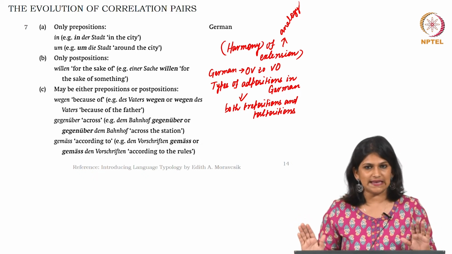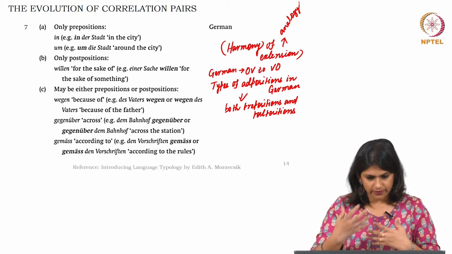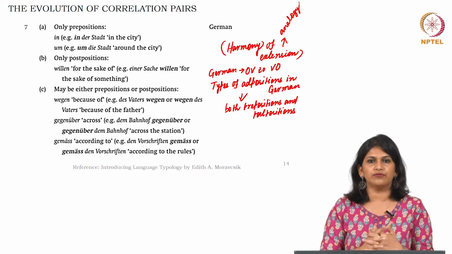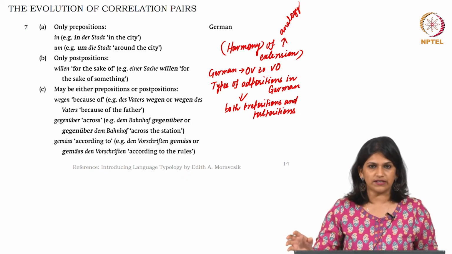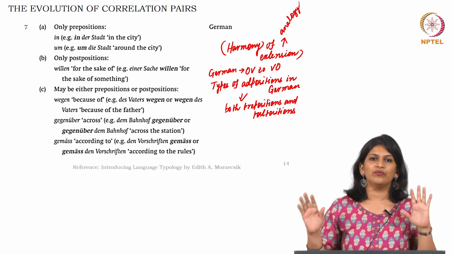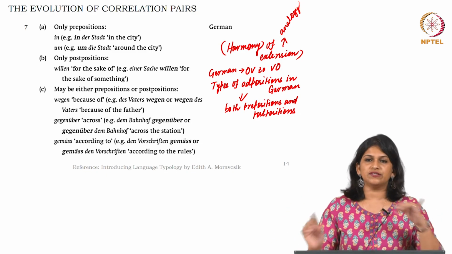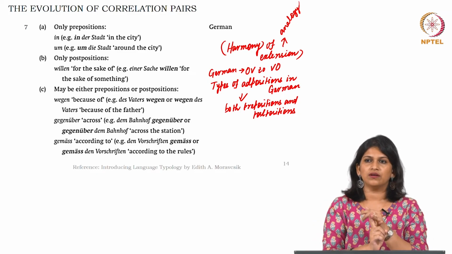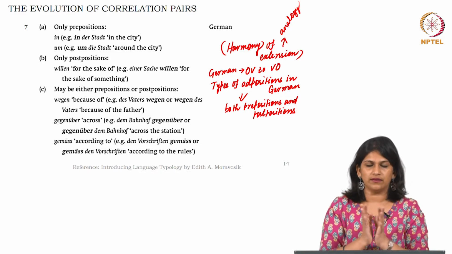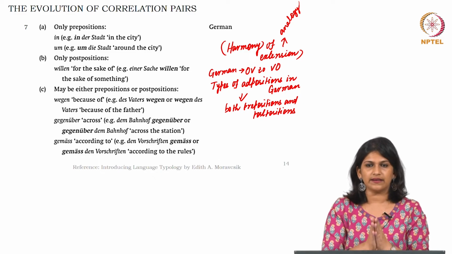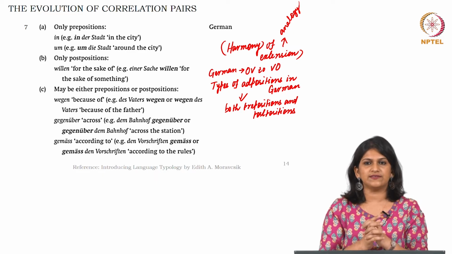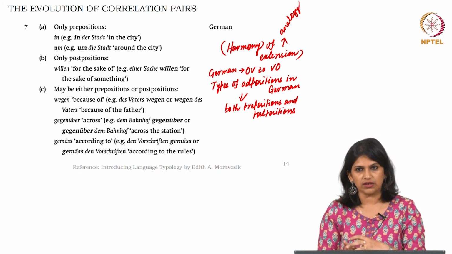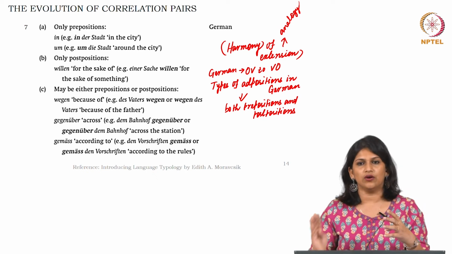I hope I made sense. To summarize, or to wind up, what I would say about the evolution of correlation patterns or correlation pairs is that we have adpositions. Adpositions can be preposed, postposed, or it could be either. And the data that we are taking is German. Why is German an interesting language? Because it has changed from OV to VO.